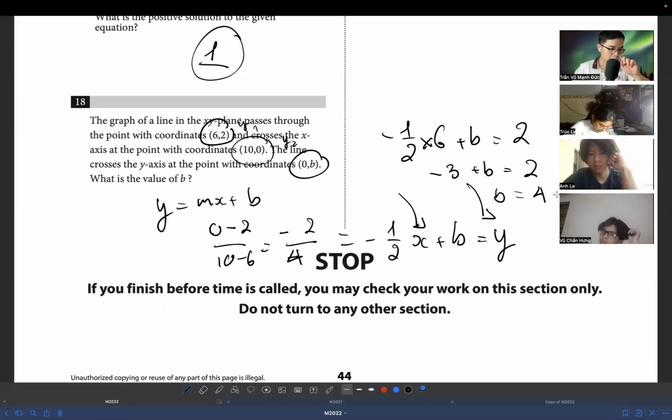18. Let me check it. The graph of a line in the xy-plane passes through the point with coordinates (6, 2) and crosses the x-axis at the point with coordinates (10, 0). No, do you mean b is 5, because 3 plus 2 is 5? Oh yeah, my mistake. It's 5. All right.